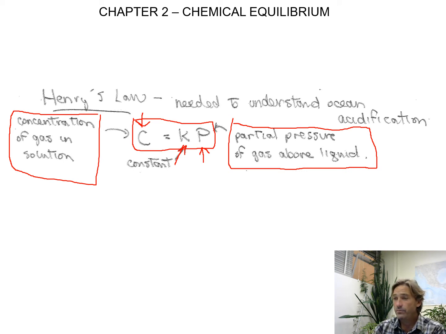And so as we can see, as the partial pressure of CO2 increases in the atmosphere, that's going to give us a higher concentration of CO2 in the ocean. So it's an important relationship, and we will use it later on in this class.